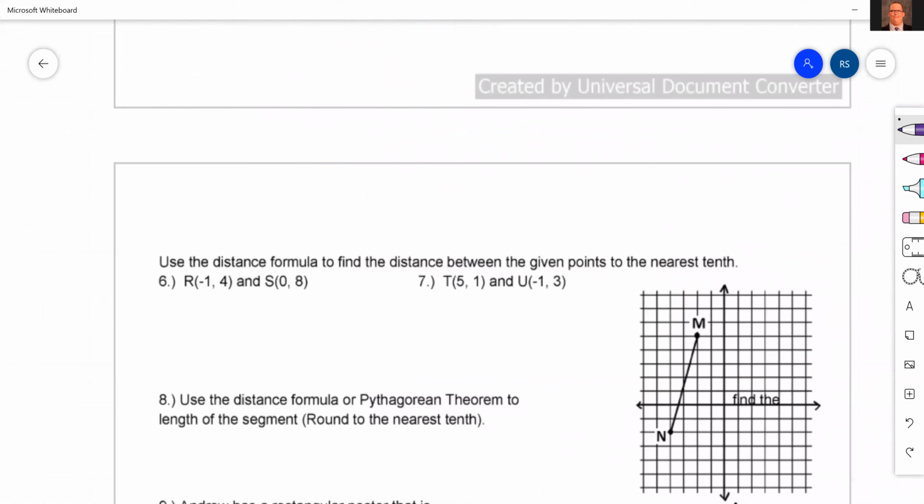The next problems ask us to use the distance formula to find the distance between the given points. Remember, our distance formula is that long square root thing: x2 minus x1 squared plus y2 minus y1 squared. That's what the distance formula says.